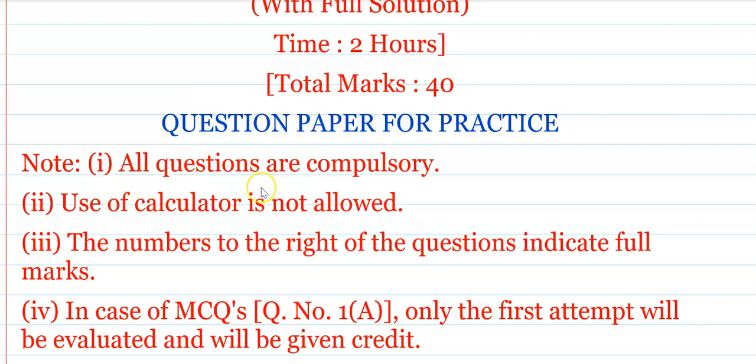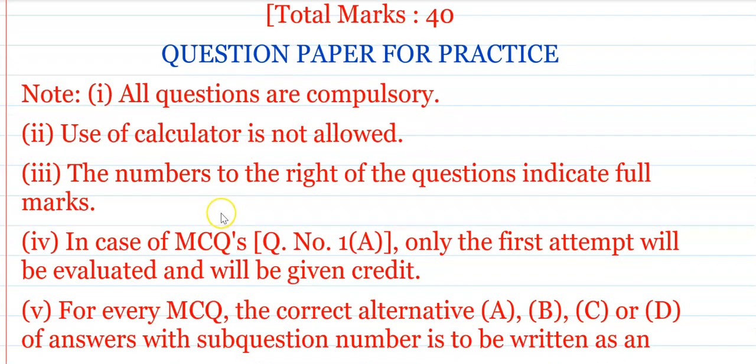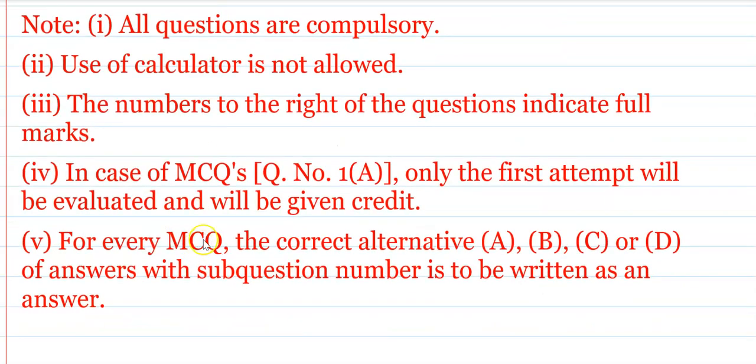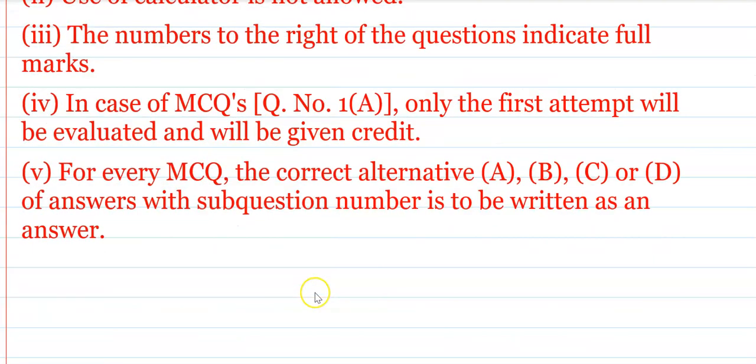All questions are compulsory. Use of calculator is not allowed. The numbers to the right of the questions indicate full marks. In case of MCQs, question number 1A, only the first attempt will be evaluated and given credit. For MCQ, the correct alternative A, B, C or D of the answer with sub-question number is to be written as an answer. Okay. Now we'll start the first question.